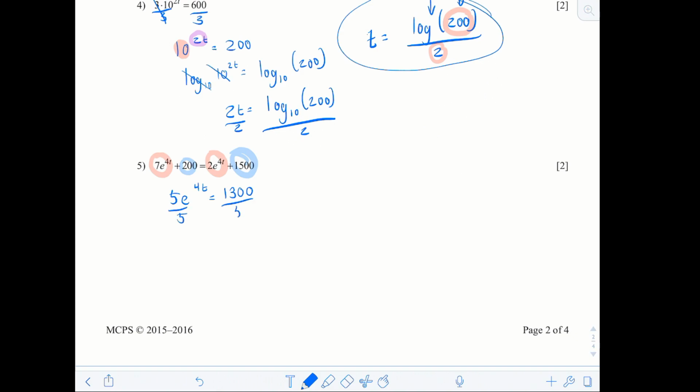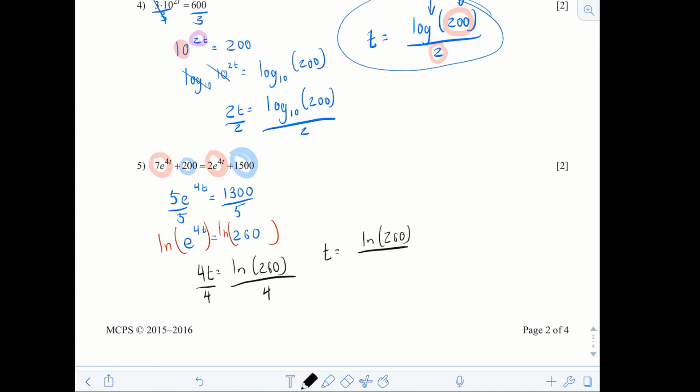Let's get rid of the 5. e to the 4t equals, so that's just going to be 260. I think that's right. Should be okay. Yep. So to get rid of e, we do ln to both sides. So that means that we're saying ln of 260. So we end up getting 4t is equal to ln of 260. Divide both sides by 4. And we get t is equal to ln of 260 divided by 4. That's going to be my answer right there.